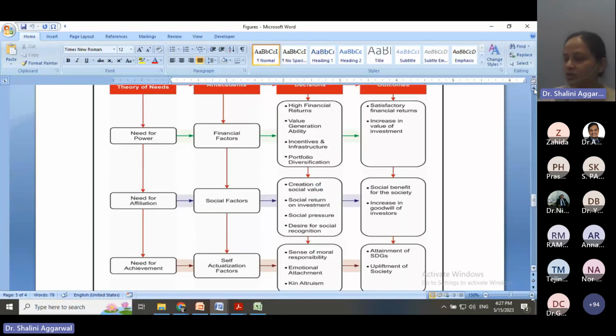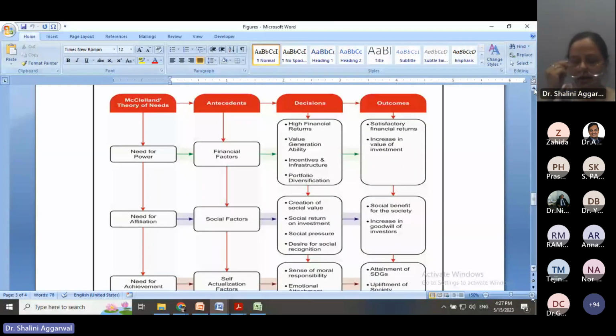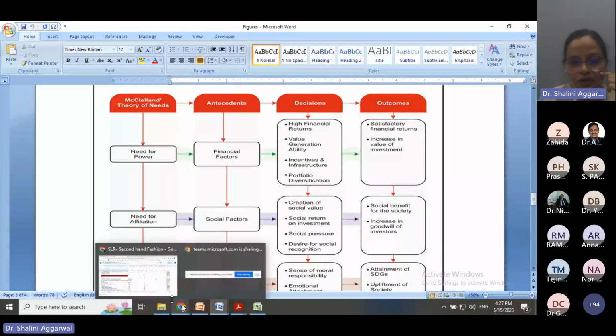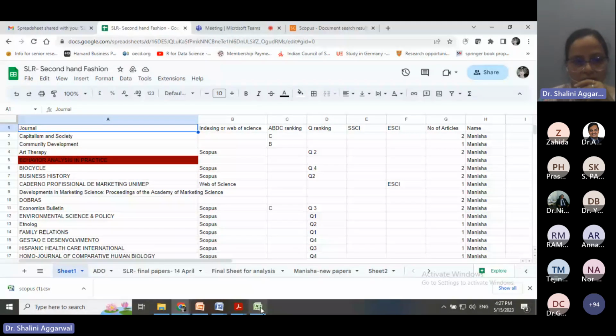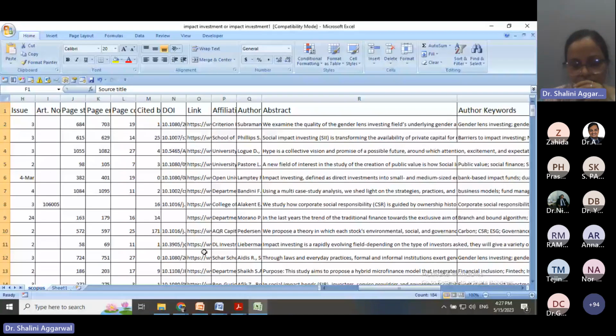Let me increase the font size of this. Look at this. This is antecedent, decision, and outcomes. Now, how have we gone for it? We have gone for it based on these papers only. We have selected the papers and finalized them based on these only. So we have to read the papers in between.